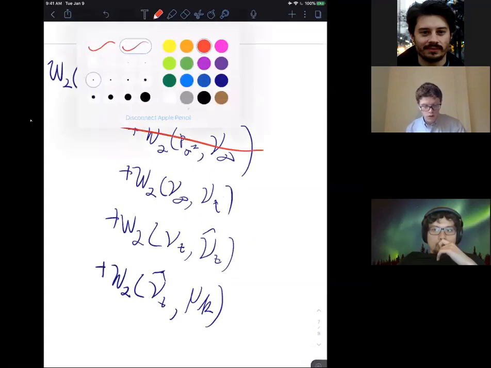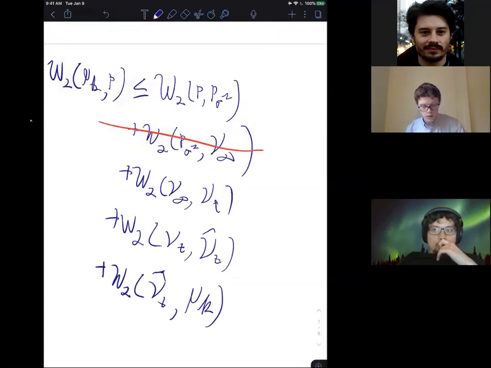What else do we note? Well, this term is going to be very easy to handle. I'll say more. Adam, sorry, a quick question. What was nu infinity again? I kind of lost track a little bit of the notation. Oh, sorry, nu infinity?